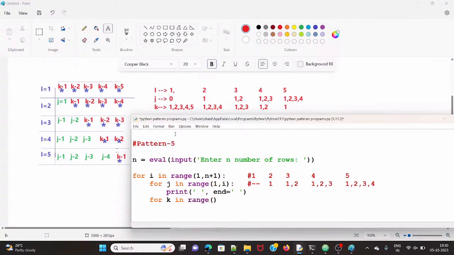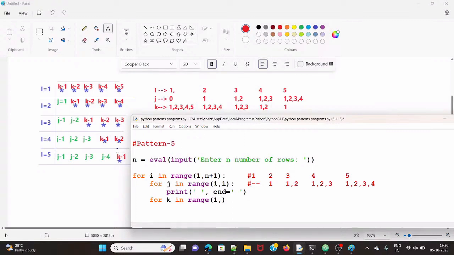K in range of. What do you mean, all of you? First time, k will be 1, 2, 3, 4, 5. Next, 1, 2, 3, 4. Then 1, 2, 3, then 1, 2, then 1 only. Starting from 1 is there, right? I want 5 iterations, which means the end value should be 6 here, compulsorily.